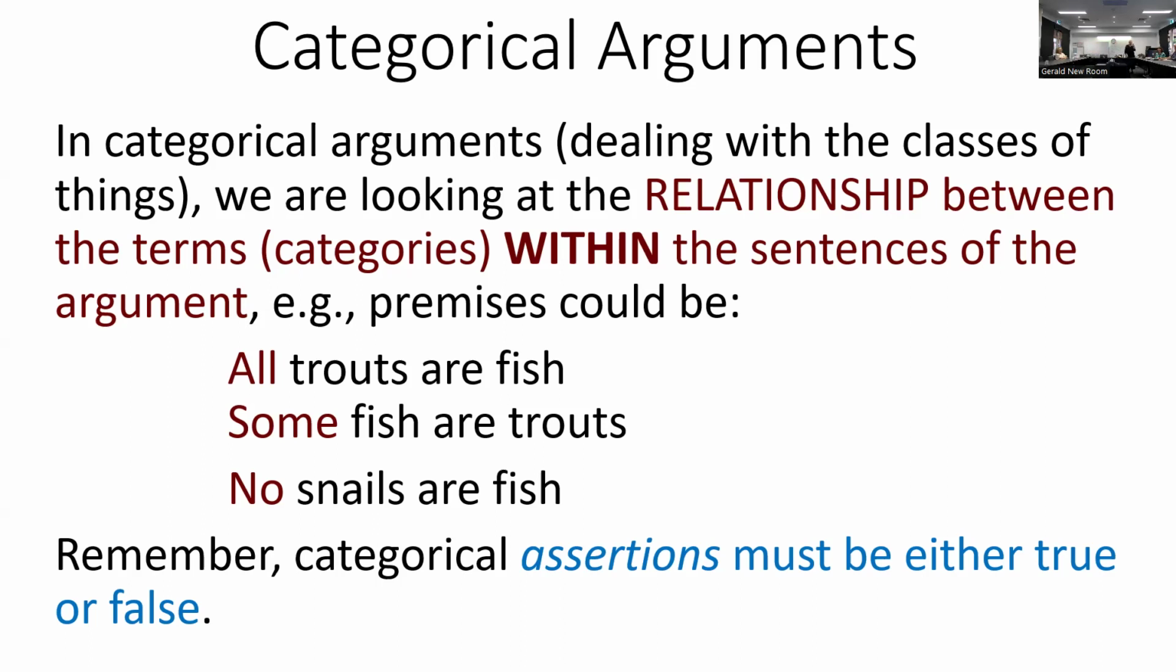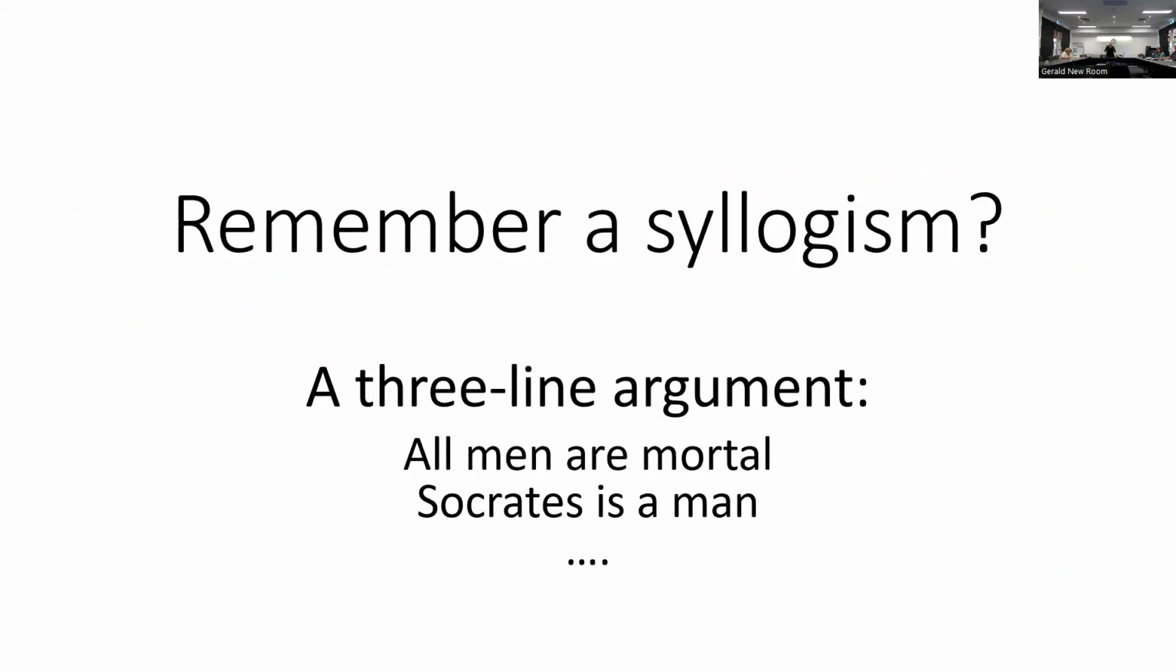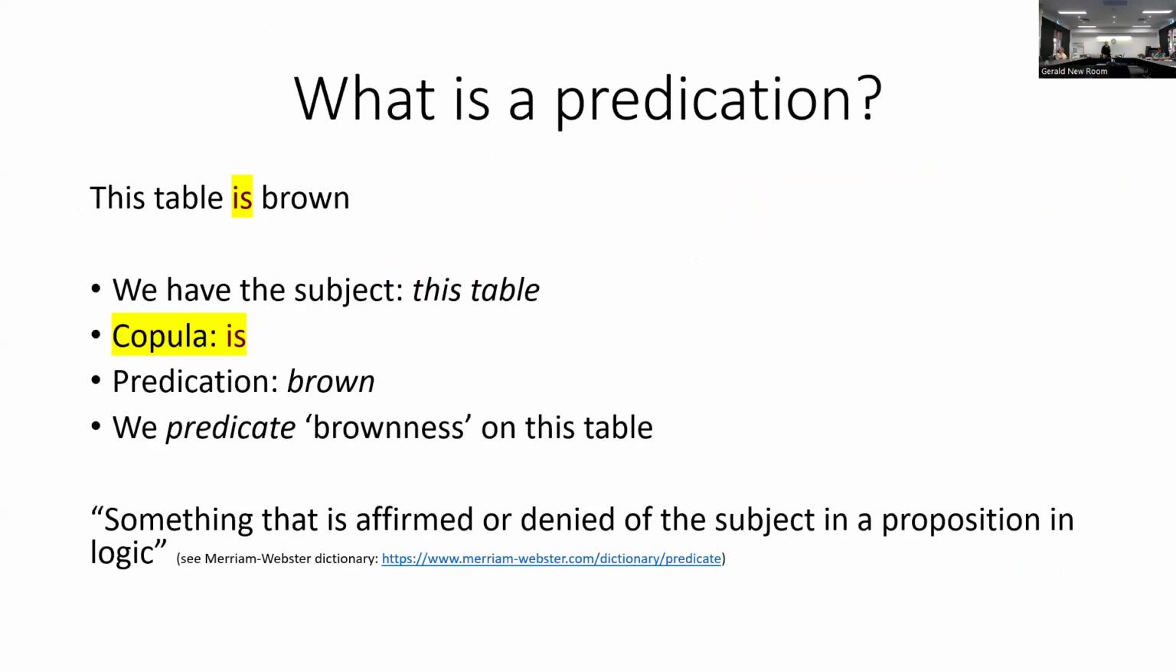Okay, so this is why, remember, we are dealing with categories: trouts, fish, snails, etc. And we are looking at those categories within the sentence. That's why they are categorical arguments. Most of our claims are actually categorical, if you think about it. Now remember syllogism. Three-line argument: all men are mortal, Socrates is a man, Socrates is mortal. So just remember what syllogism is.